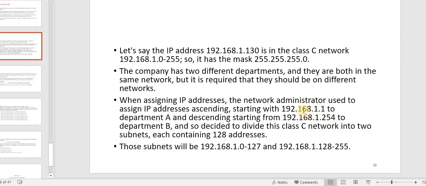So in here we are talking about assigning IP addresses to computers in each network. In here we are talking about the total IP address range, including the network address and the broadcast address in each subnet.